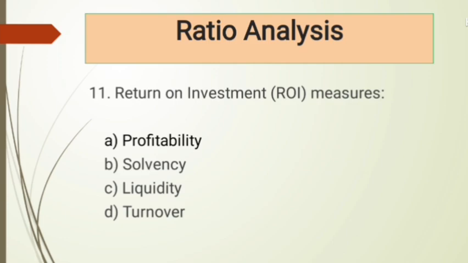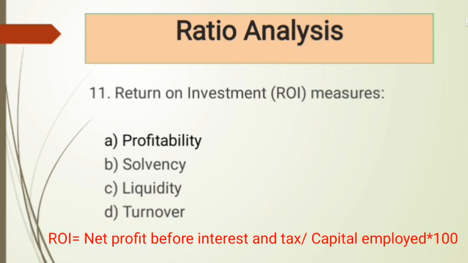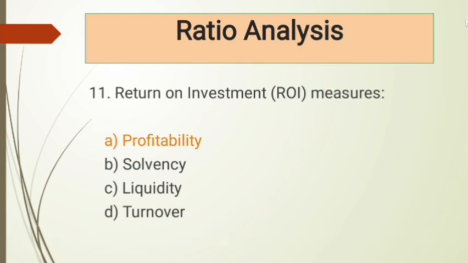Next question, return on investment measures. As the formula of ROI is net profit before interest and tax divided by capital employed into 100, and it measures overall efficiency in generating profit from total capital employed, and that is why profitability is the correct answer.